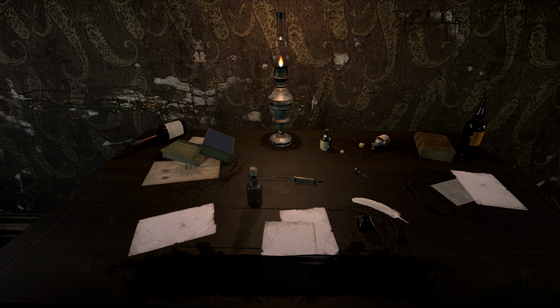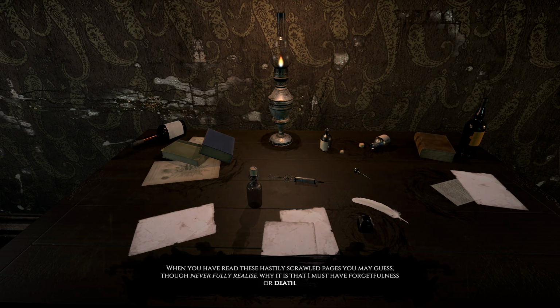When you have read these hastily scrawled pages, you may guess, though never fully realize, why it is that I must have forgetfulness or death.